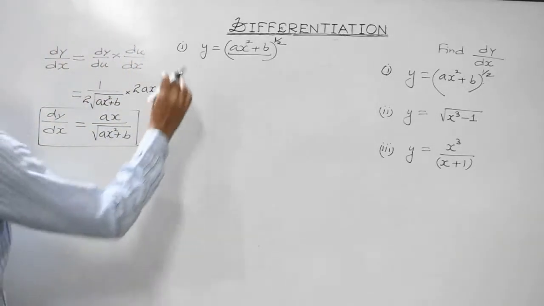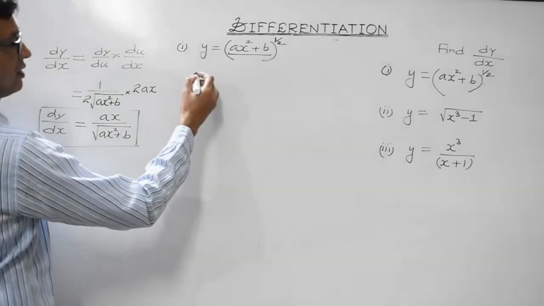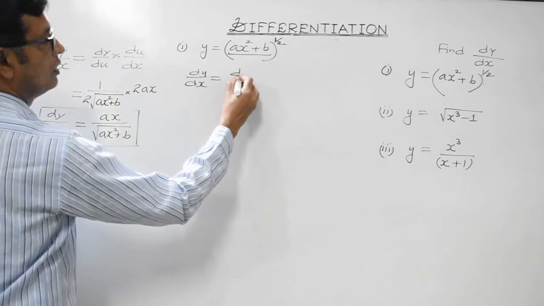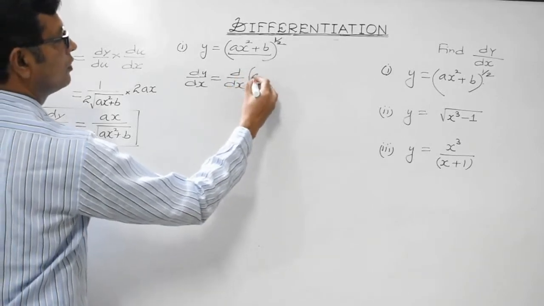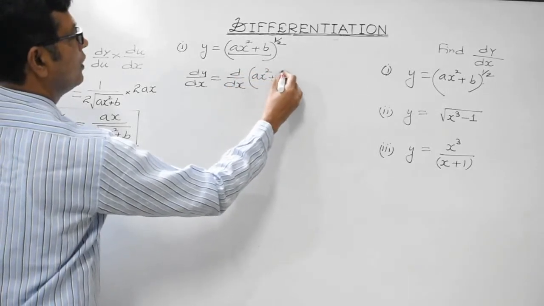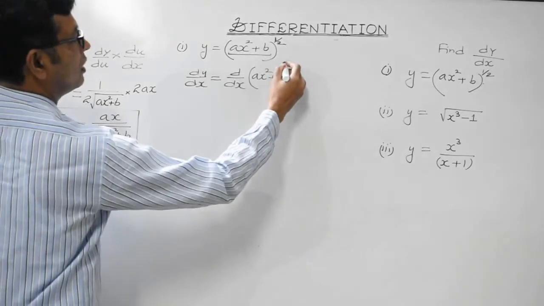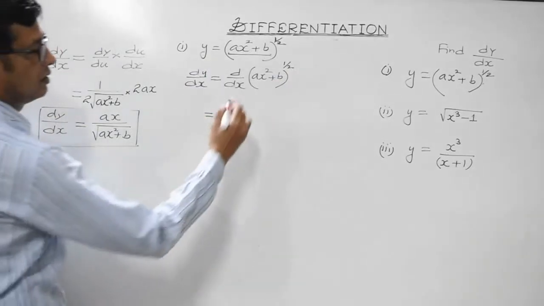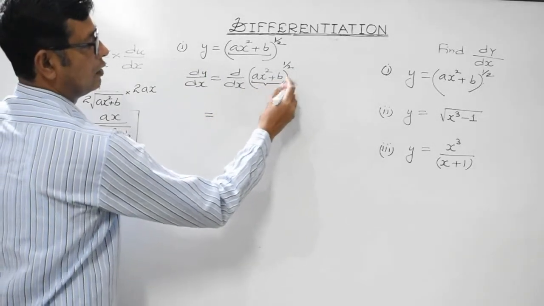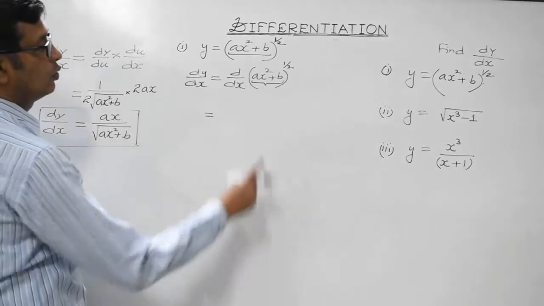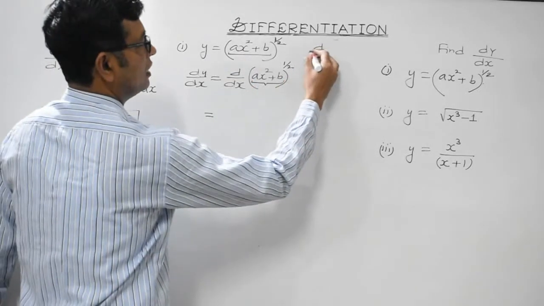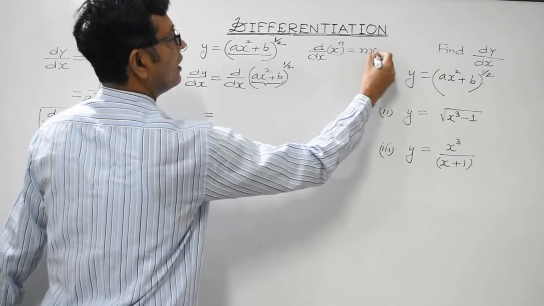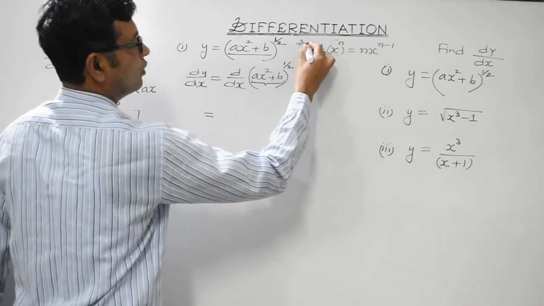So what we do is, differentiating directly with respect to x. So dy by dx will be equal to the differentiation of (ax square plus b) to the power half. Right? So this can be considered to be a single term. As per the formula, d by dx of x to the power n is equal to n x to the power n minus 1. This is the master formula, isn't it?